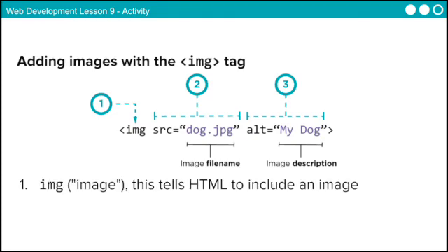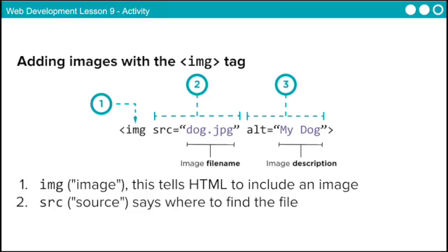The first section, IMG, just means image, and that lets HTML know that you're putting an image on your page. Part 2, SRC, stands for source, and a source is where something comes from. So it's like where to find the image. In this case, it's a file called dog.jpg.